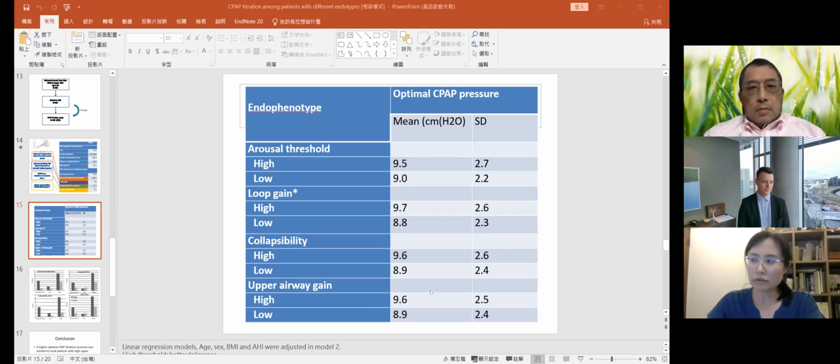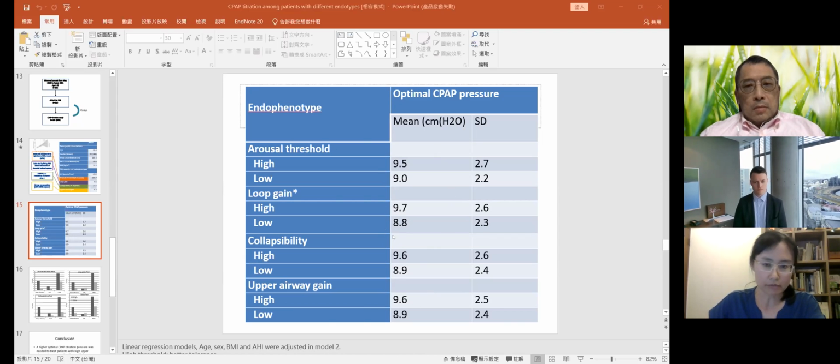So the pressure would need to first replace the endogenous muscle activity, and then we can overcome the upper airway obstruction. So this would explain why patients with higher upper airway gain may need a higher optimal CPAP pressure. And in this model, I used linear regression models, and I have included age, sex, BMI, and AHI as the adjusted variables. So this is quite an interesting finding that I would like to share with you.